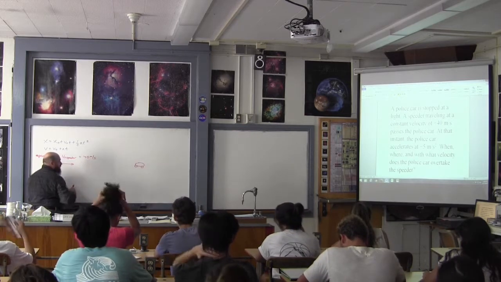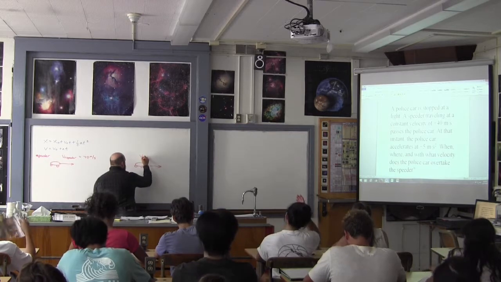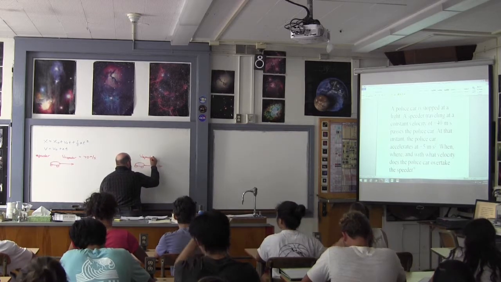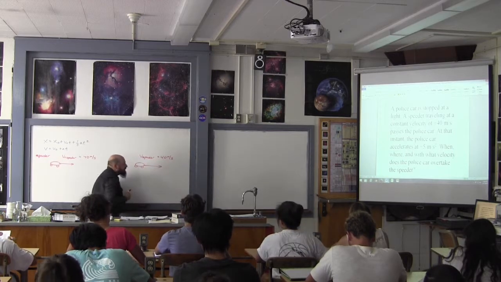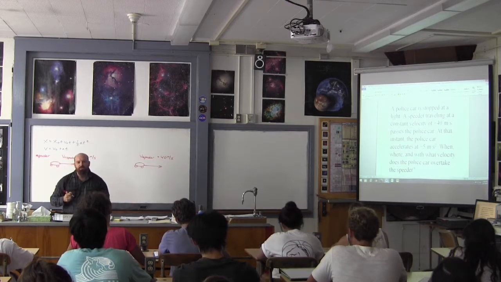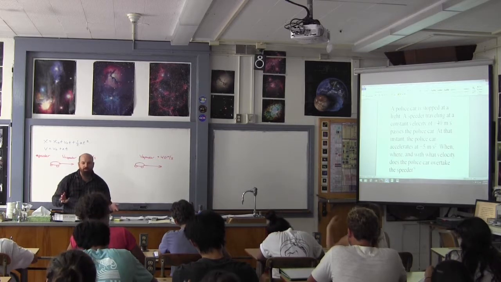That's what the plus sign means. It also means that the final velocity of the speeder is also equal to 40 meters per second. But even though it doesn't explicitly say so, it also tells us what the acceleration of the speeder is. The acceleration of the speeder would be what? 0.